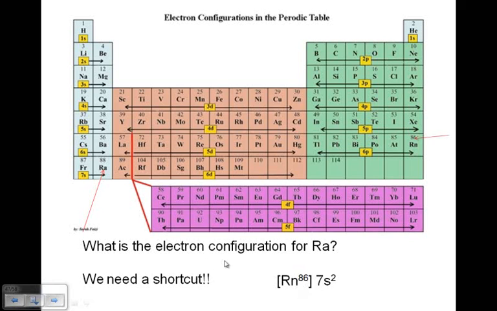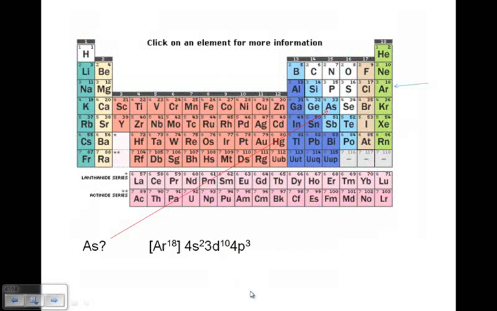So to make a noble gas shortcut, what I do is I find my element, I go up a row all the way over to the noble gas. In this case, it was radon, and I put that noble gas in brackets, and then I add whatever electrons I need on the row that the element is in to get me the full complement of electrons that are there. Okay, so let's take a look at another one.